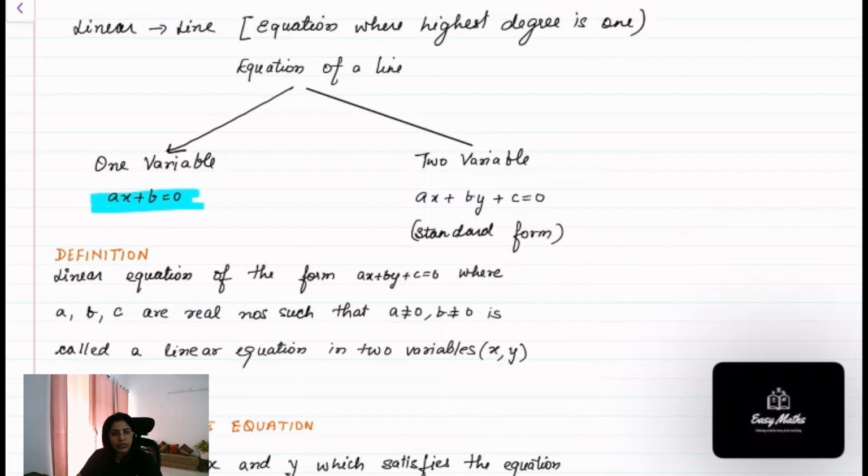Here, the definition of the linear equation says that an equation in the form ax plus by plus c is equal to 0 is a linear equation where a and b cannot be 0. That means the coefficient of x and y should not be equal to 0. So any equation of the form 2x plus 3y plus 3 is equal to 0.